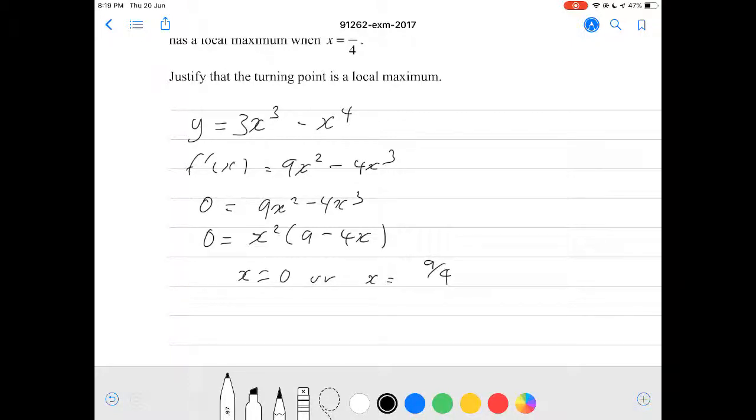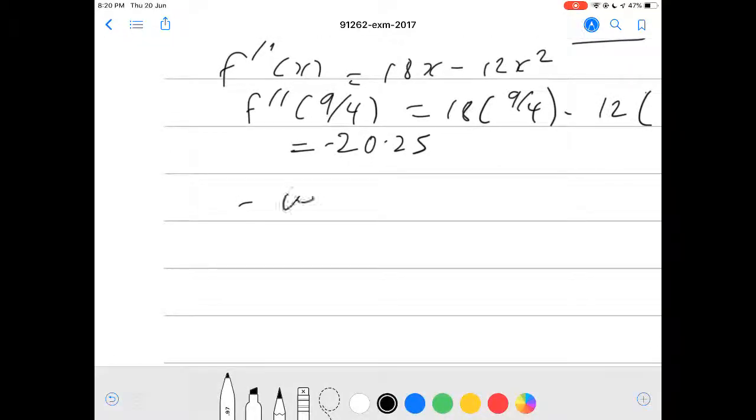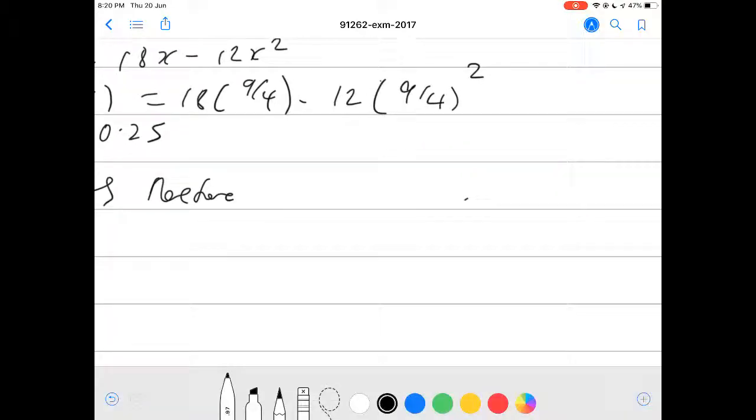So now we're going to find f double dash of x, okay? We'll find f double dash of x and see whether 9 over 4 gives a positive or a negative result, okay? So f double dash of x equals 18x minus 12x squared. Okay, we're going to substitute 9 over 4. So f double dash of 9 over 4 equals 18 times 9 over 4 minus 12 times 9 over 4 squared. And that should give you your answer as negative 20.25. Because this is negative, okay, therefore we can say it's a maximum turning point.